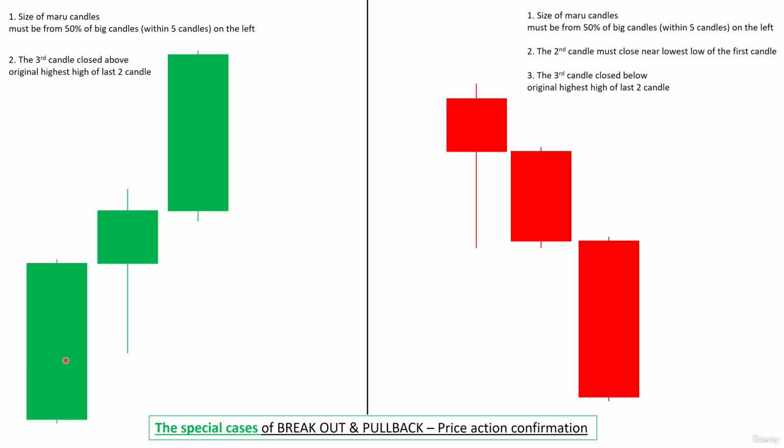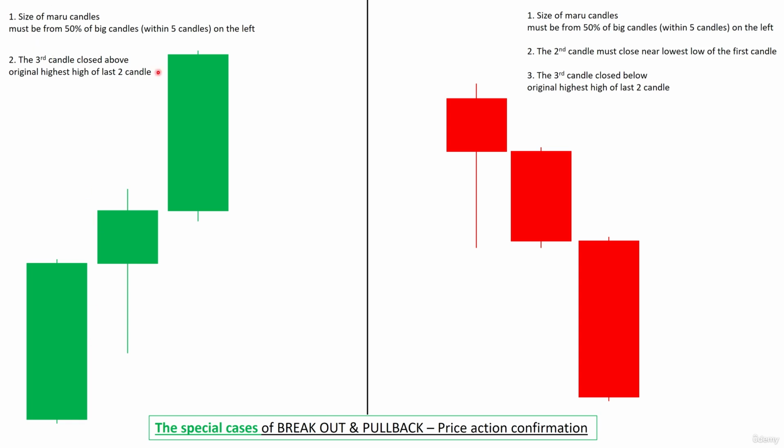But actually, based on my opinion and based on the market's real power, when we see one up candle close above the original highest high of the first candle right over here, and that up candle is also a strong candle, with a total length of the Maruzi candle from 70% of the big candle in the last 5 candles, counting from the first candle right over here, at that time you will see that this is a strong pattern. We apply it in pullback and breakout also.